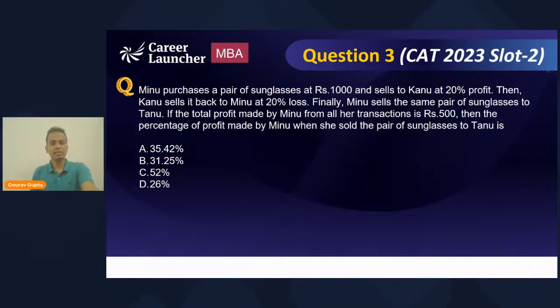So the question says that Minu purchases a pair of sunglasses at rupees 1000 and sells it to Kanu at 20% profit. Then Kanu sells it back to Minu at 20% loss. Finally, Minu sells the same pair of sunglasses to Tanu. If the total profit made by Minu from all her transactions is rupees 500, then the percentage of profit made by Minu when she sold the pair of sunglasses to Tanu is how much?